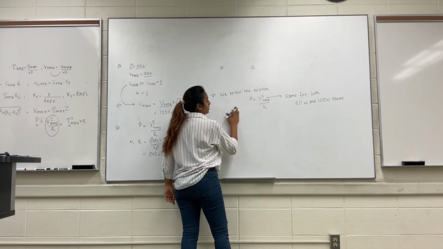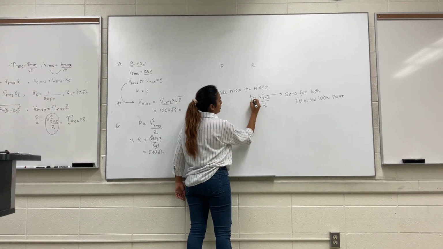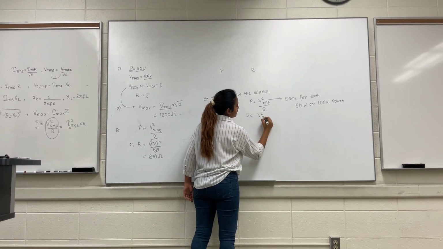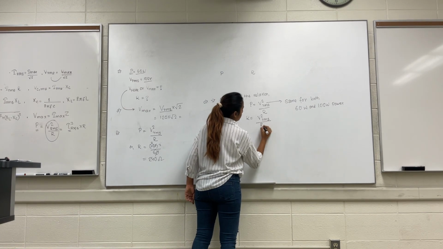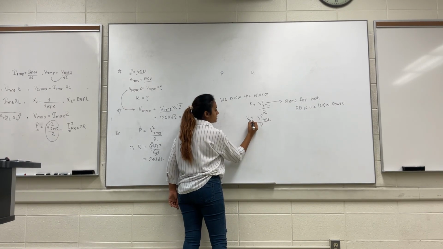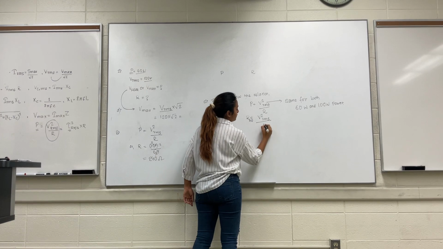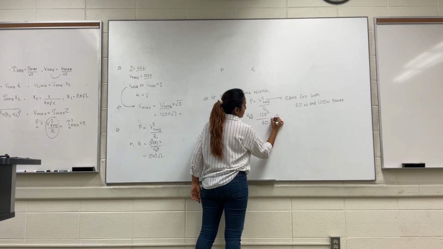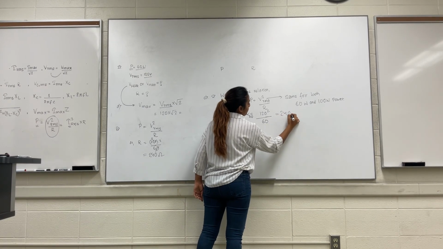So what happened? For resistance, it's V square RMS upon power. Let us consider this as 60. So power of 60, that will be 60. V square, that will be 120 square. You will get 240 ohm.